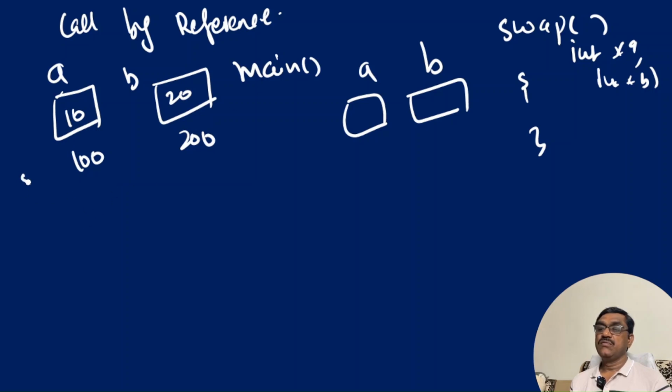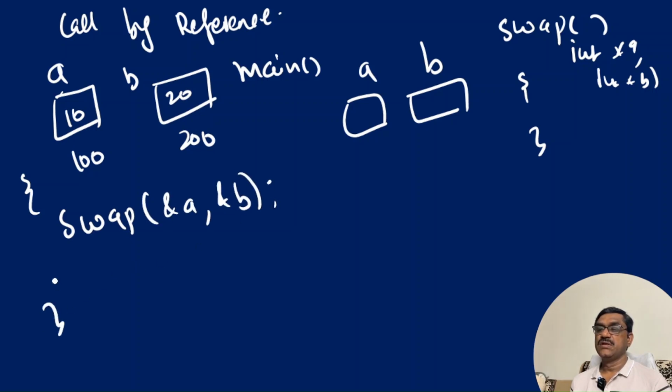In the main, we have called the function swap by passing addresses, ampersand A and ampersand B. So what is the address of A here? 100. 100 is passed to A. Here it is 100. What is the address of B? 200. It is stored in B. So these A, B are pointers, which also have their own addresses. Assume that they are 300 and 400.